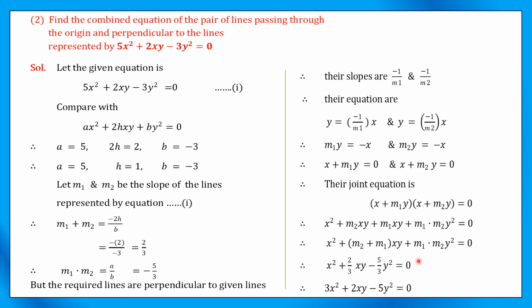We know the sum of the slopes and product of the slopes. Here the sum of the slopes is 2 by 3 and the product of the slopes is minus 5 by 3. Putting these values in this equation, we get x square plus 2 divided by 3 into xy minus 5 divided by 3 into y square equal to 0. Multiply this equation by 3, we get 3x square plus 2xy minus 5y square equal to 0. These are the required lines.